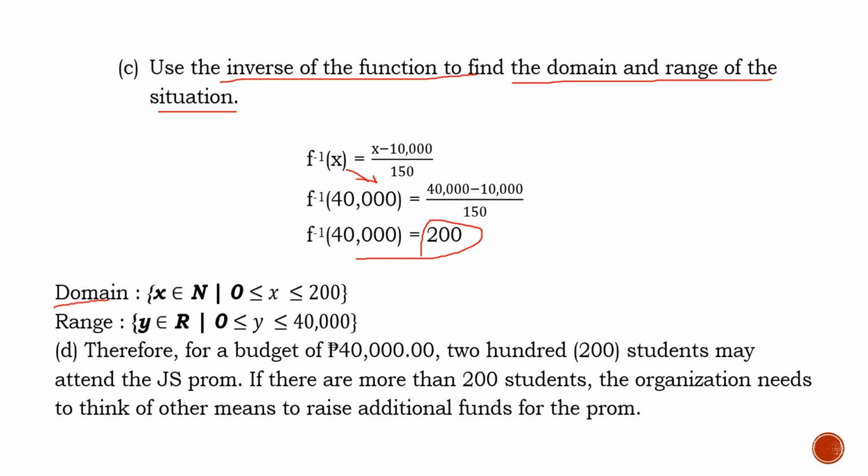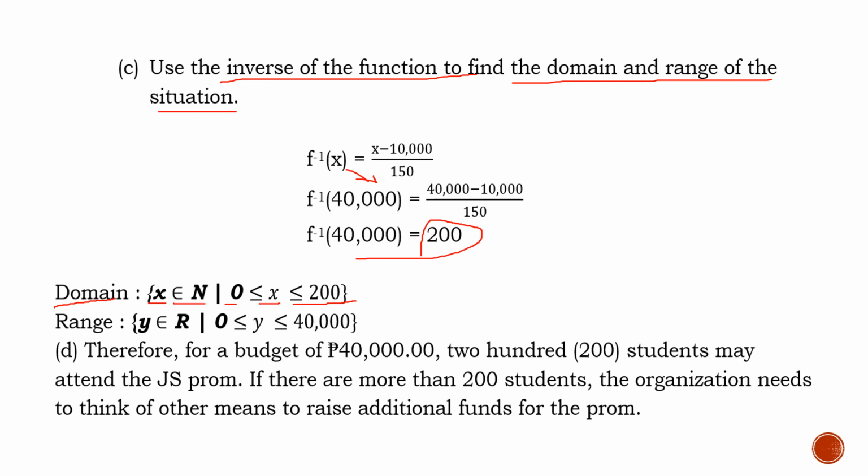Therefore, the domain now: x is an element of the natural numbers. These are positive numbers, 0 ≤ x ≤ 200. Meaning to say that the value of x, or the number of guests, can be equal to 0, because there are situations wherein there is no guest. So your x can be equal to 0, but it can also be greater than 0.